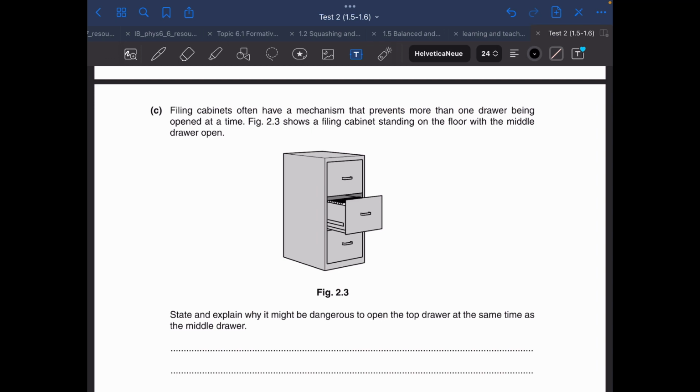Well, by opening too many drawers, we're actually shifting the center of gravity of our filing cabinets. Let's say that all drawers are closed, then we would expect the center of gravity to be roughly around the center of the filing cabinet. As you open one drawer, the center of gravity might be shifted to the right a little bit. And the more drawers you open, the more you shift the center of gravity to the right. And if it is past the edge, past the base, then it will fall, okay?